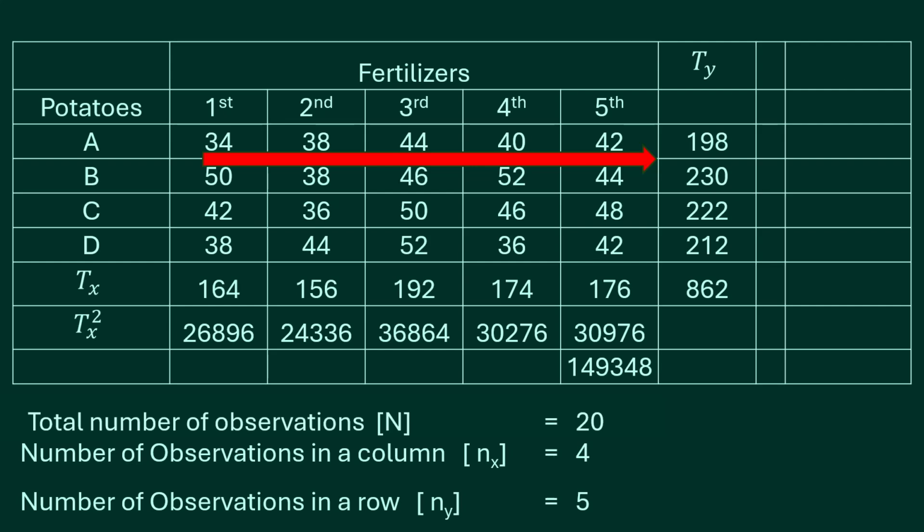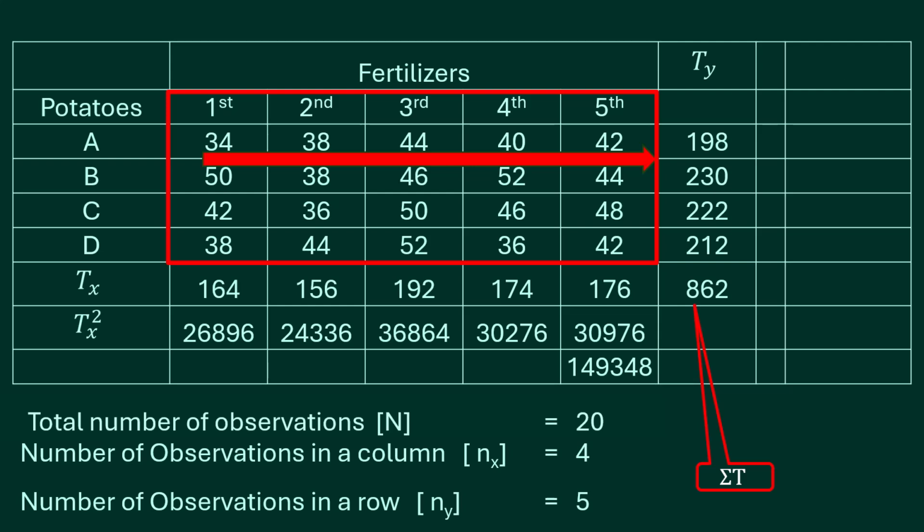Then calculate the grand total, that is sigma t. It is also 862. For your kind information, sigma tx equal to sigma ty. So we mean it as sigma t. Moreover, it is total of all the x values inside Table 1.